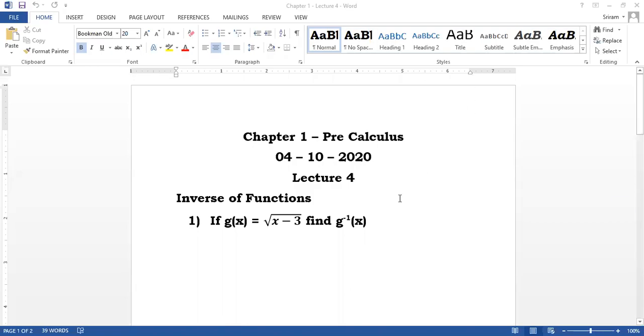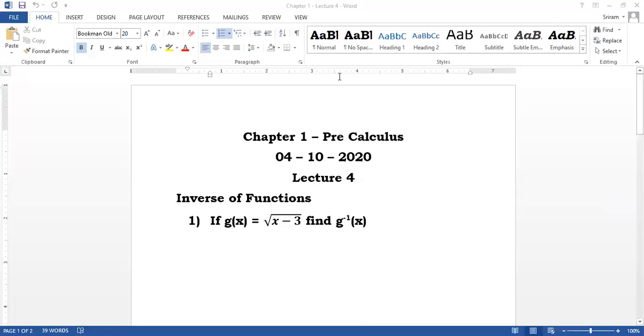Okay, dear. Now, today we are going to the next idea, lecture 4, inverse of a function. In the last lectures, we were discussing functions. We said we can evaluate a function, like g of 2, f of 2, and find the solution. And then we discussed composition of functions, how to combine two functions and find the answer.